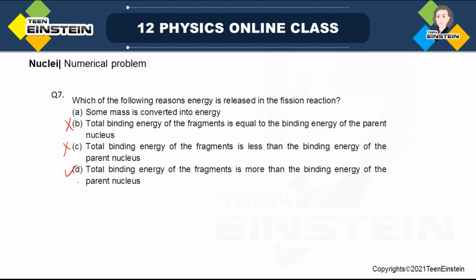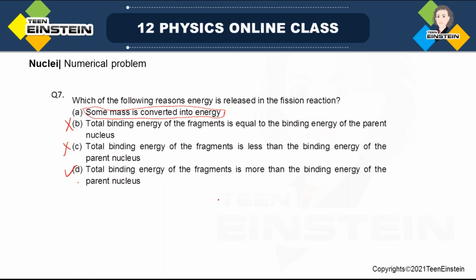Some mass is converted into energy, but it is actually not mentioning what mass. That may be correct, but there should be some details, like which mass, the mass of the products or the mass of the parent. Those things are not there. So preferably we will be preferring this answer to be the most correct. So we have to choose this one, I hope.